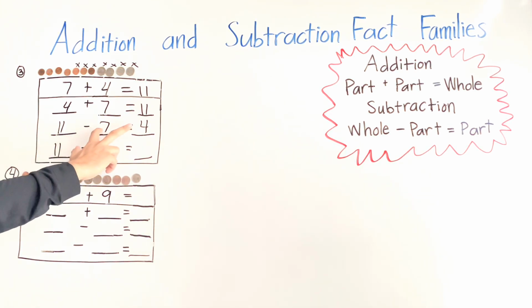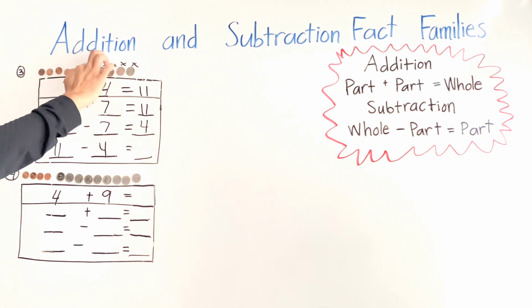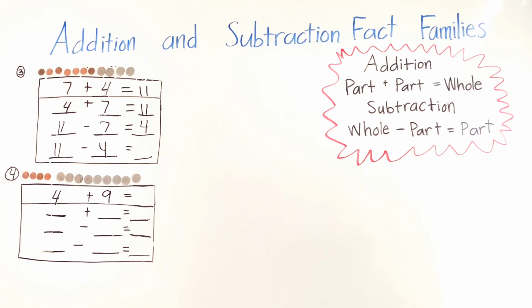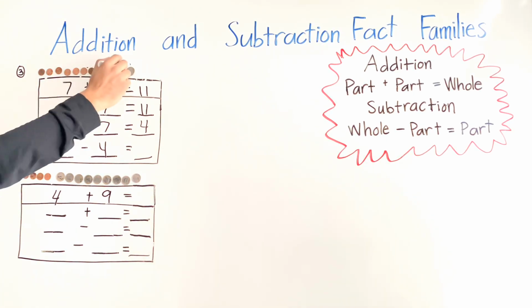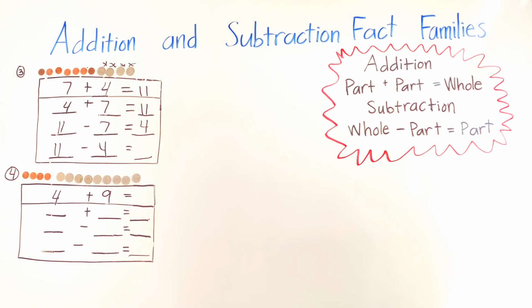Now we still have our whole, which is 11, and we're just going to switch our parts. So instead of having 7, we're going to have 4. We're only going to X out 4 because we're only subtracting 4. So we X out 1, 2, 3, and 4. That leaves all of our pennies, and we're just going to count them: 1, 2, 3, 4, 5, 6, 7.